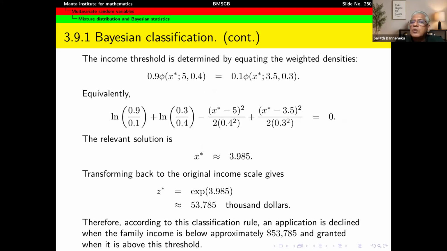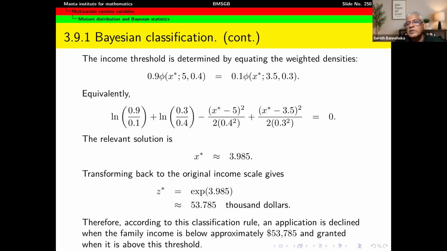So we are interested in finding out the threshold income value. Above what value should we grant the mortgage, and below some value, the mortgage will not be granted. So what is that value? That is the question. The income threshold is determined by equating the weighted densities. So 0.9 times this normal density should be equal to 0.1 times this one.